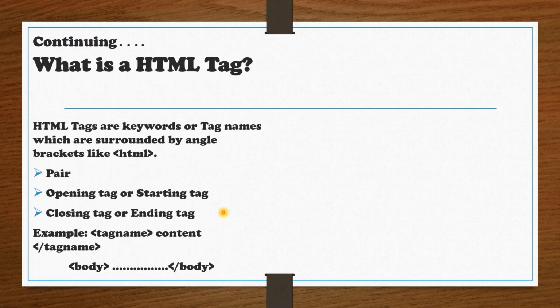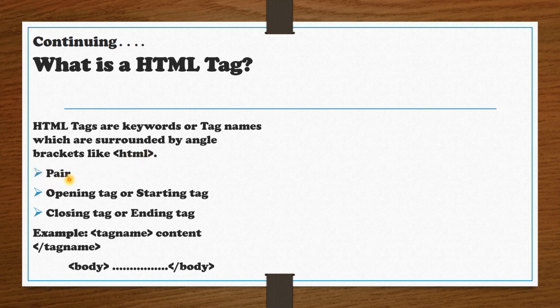So what is an HTML tag? HTML tags are keywords or tag names which are surrounded by angle brackets. What is an angle bracket? This is an angle bracket. Inside that, whatever you can see, it's called an HTML tag, sorry, tag name. There are some things that you have to understand about tags.